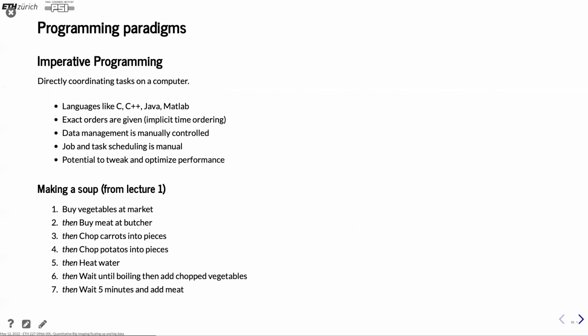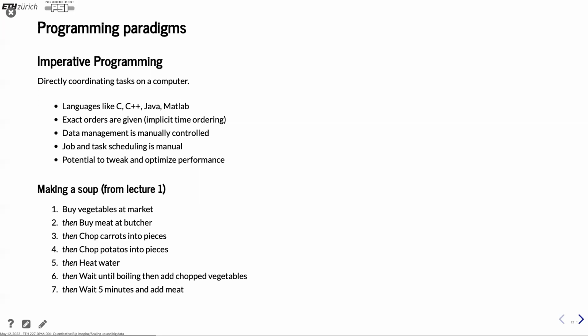When you program, you can program according to different paradigms. One is imperative programming. That is the type of programming you learn at the beginning. It's supported by most languages. So you have C, C++, Java, MATLAB, Python, and so on. And here you more or less give the recipe: do this, do that, do this. If not, do that, etc.